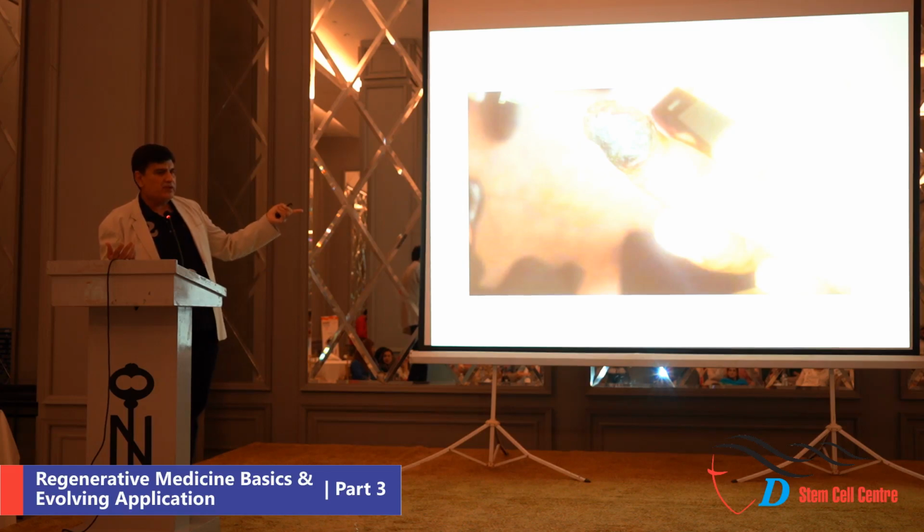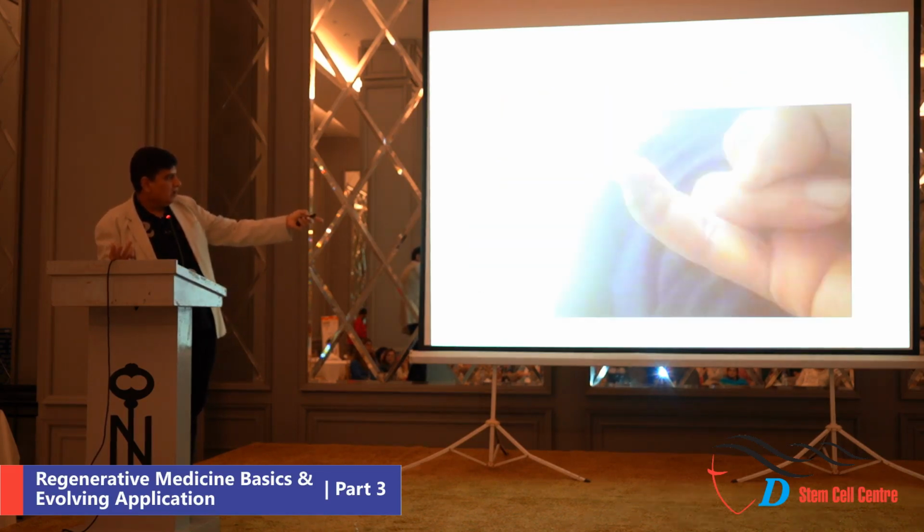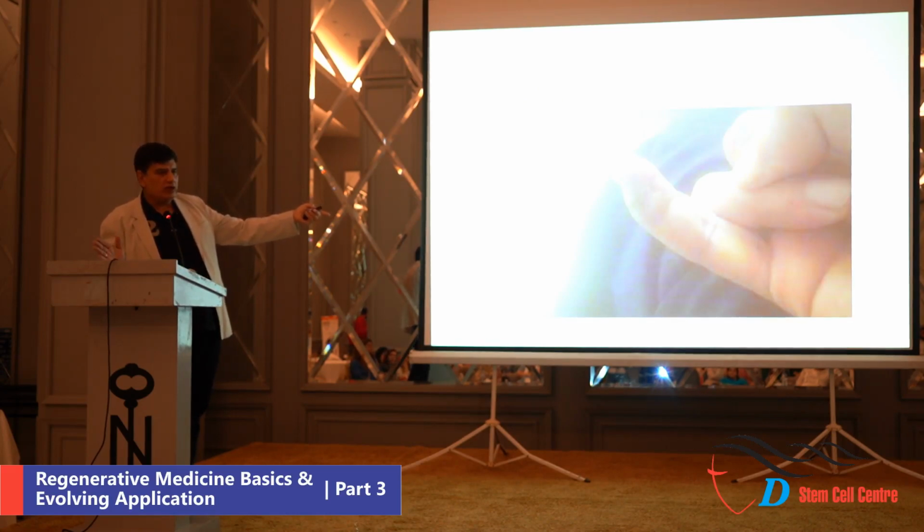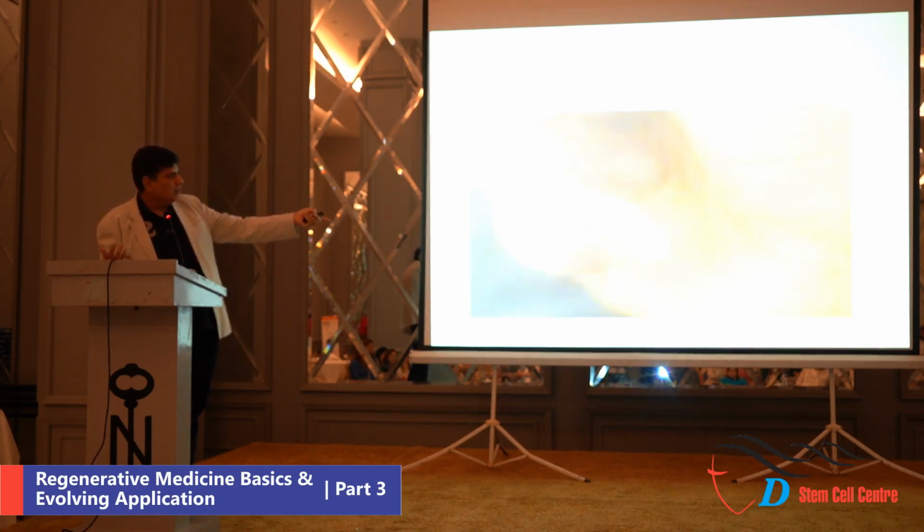This is that patient with a gangrenous finger. You can see how bad the gangrene was. And this is just PRP and photobiomodulation. You can see even the nail grew back and all the function was restored.